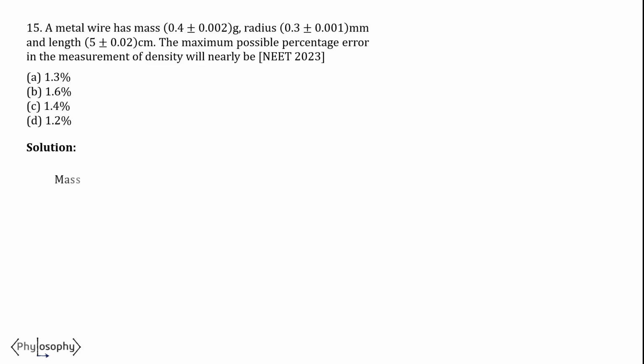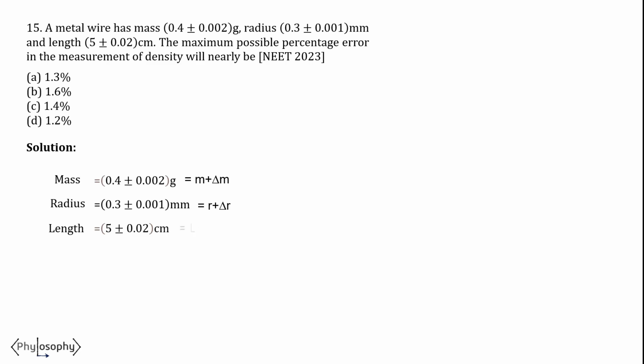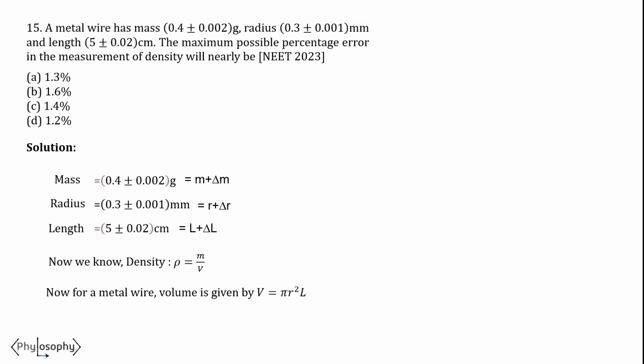So, according to the question, mass is given 0.4 plus minus 0.002 gram. So, this can be written as m plus minus delta m. Here, delta m is the error in the measurement of mass. Similarly, for radius, we can write it as r plus delta r, and for length, it can be written as l plus delta l. Now, we know that the density is given by rho equals m over v. Now, for the metal wire, the volume is given by pi r square L. Therefore, we can write density equals m over pi r square L.